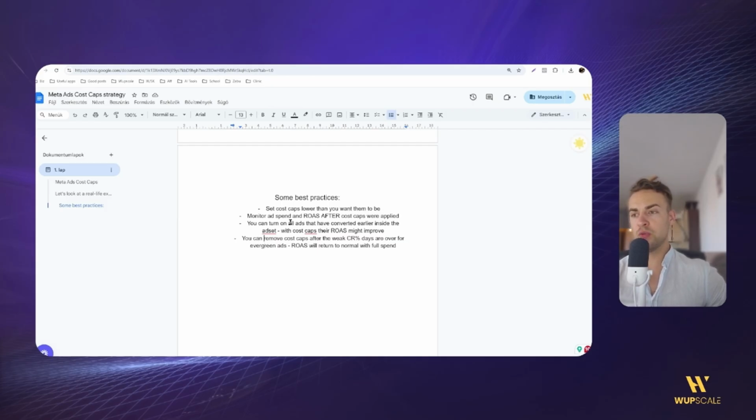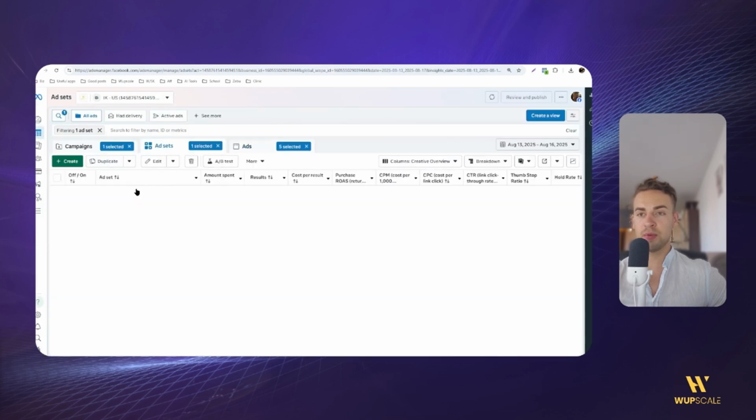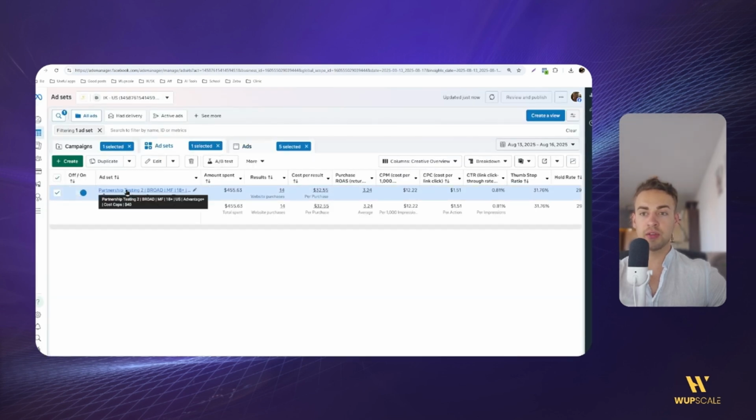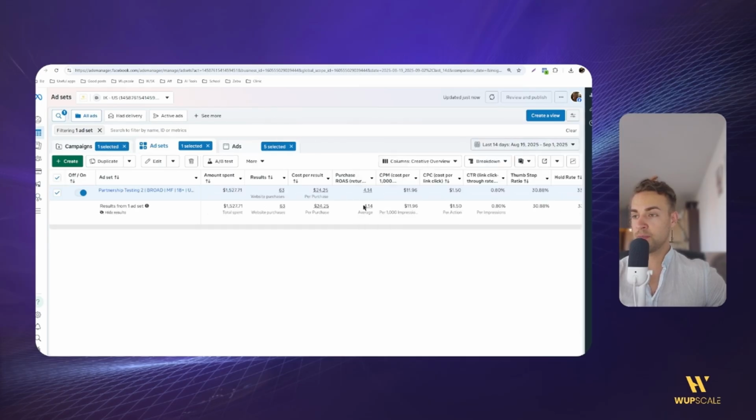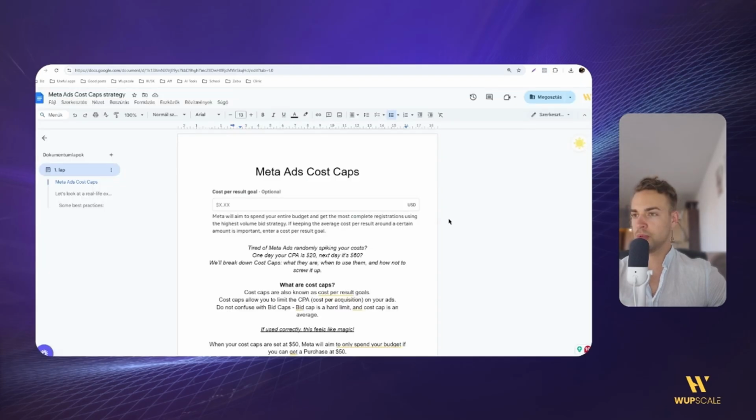And then you can remove cost caps after the conversion window days are over. It's best for evergreen ads, and then ROAS usually returns to normal levels with full spend. But in this example, I still have the cost caps running because why not? It's spending a good amount of money and it's still performing well. So last 14 days, 4x return. I'm just going to keep them running with cost caps because it's working as is. So overall, cost caps are really a powerful strategy.